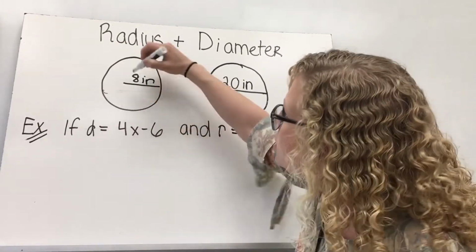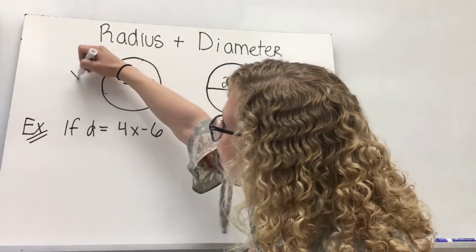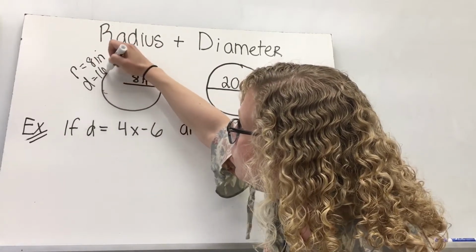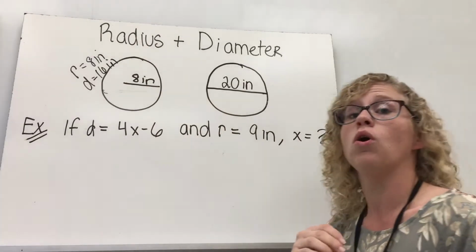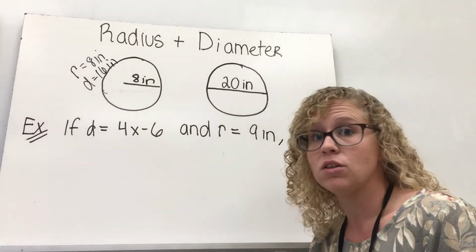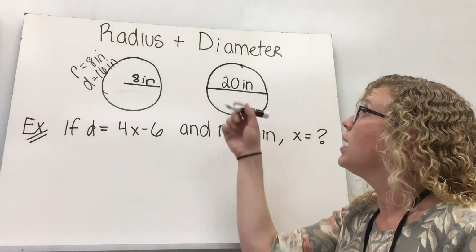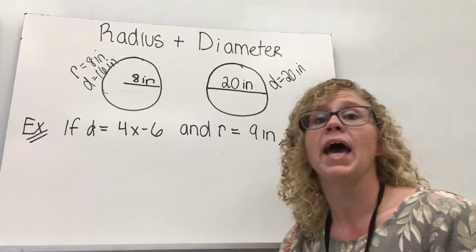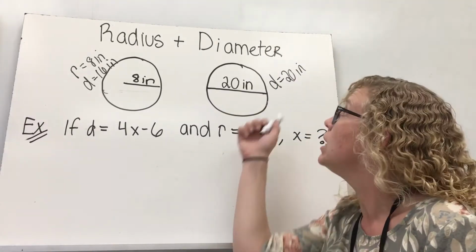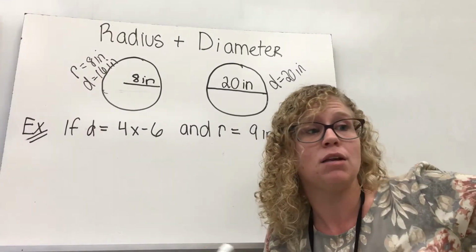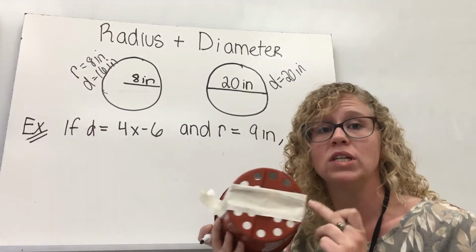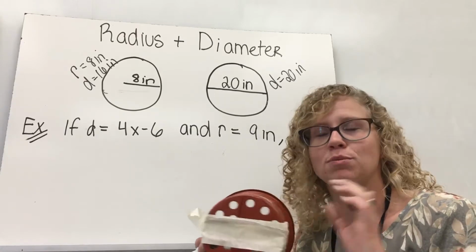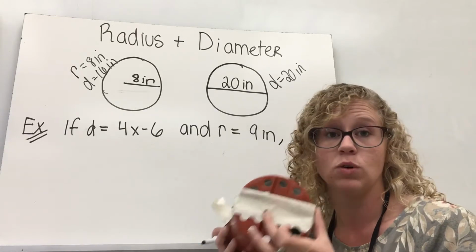And remember, it must cross the center of the circle. So I'm just going to write that r is equal to 8 inches and diameter would be equal to 16 inches. So diameter is equal to twice the radius. Now on the other hand, if we had a diameter of 20 inches, then the radius would be half of a diameter. So we would take the diameter and divide it by 2. So if this was 20 inches, then the radius would be half of that, or 10 inches.